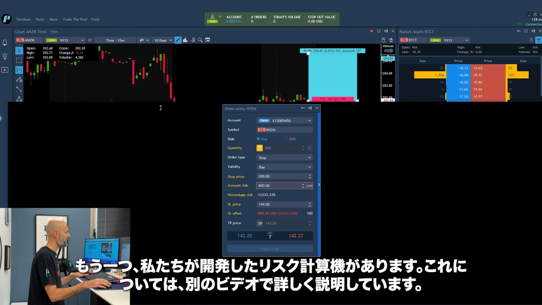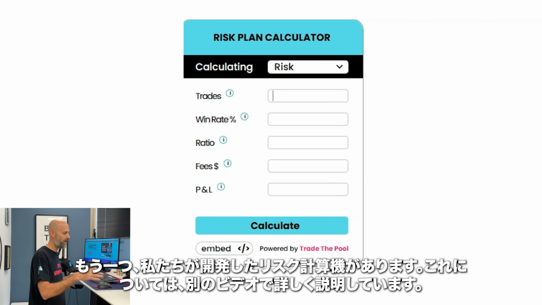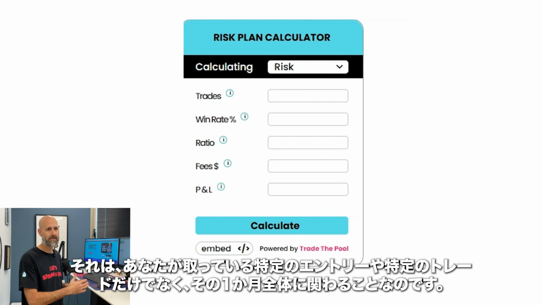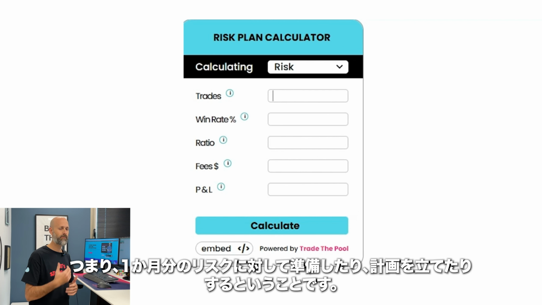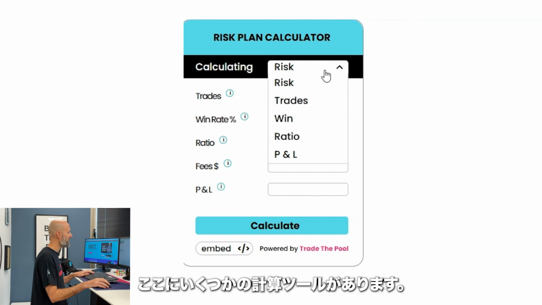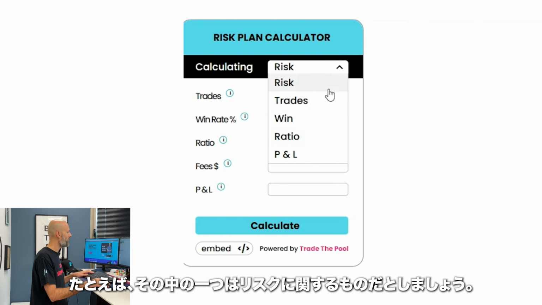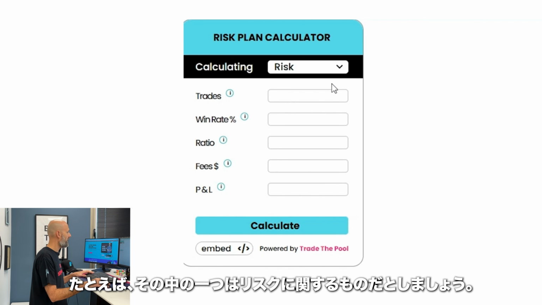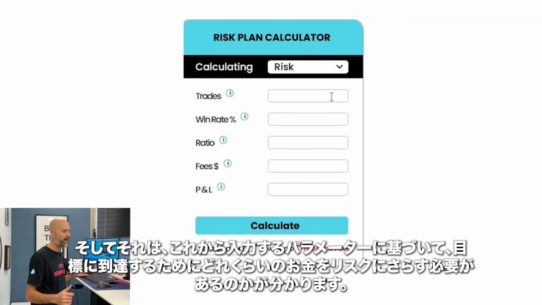One more thing that we developed, and that we have a separate video that explains everything, is a risk plan calculator. And that's not just for the specific entry, the specific trade that you're taking, but actually for the full month. So basically preparing yourself or creating a plan for a full month of risk. We have a few calculators here. One of them, let's say it's the risk side, and that will give me how much money I need to risk according to the parameters that I'm about to put in.